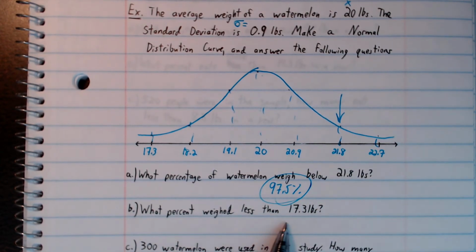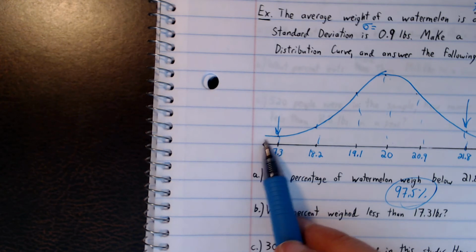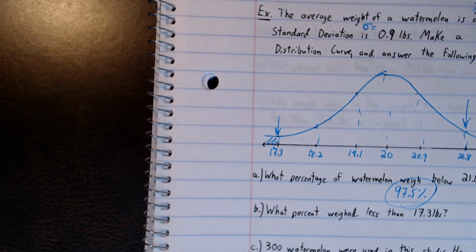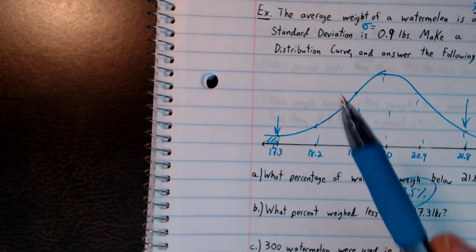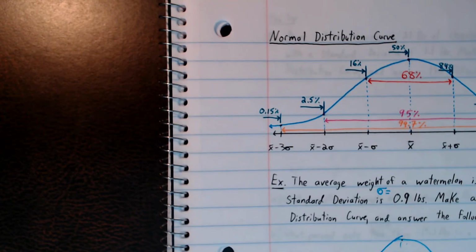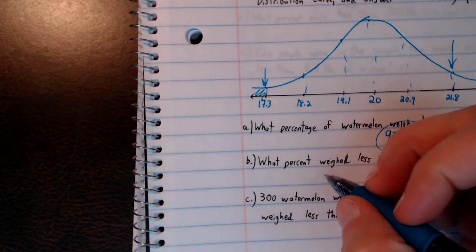What percentage weighed less than 17.3? Well, anything that was less than that weight for this particular sample was not very usual. Could there be one or two? There had to have been in order for us to have that average, but it's not very usual. Not likely that you pull out a 17.3. What percentage falls in that category? 0.15.